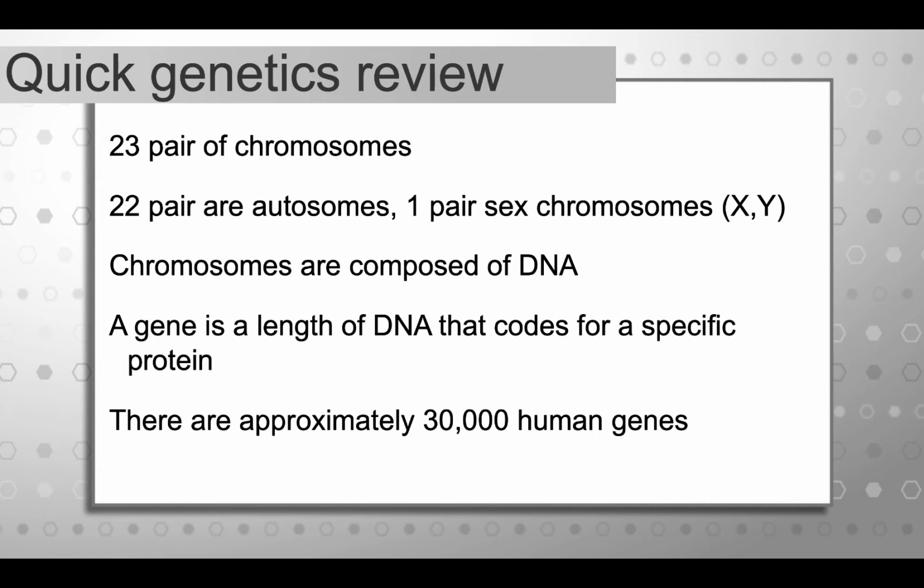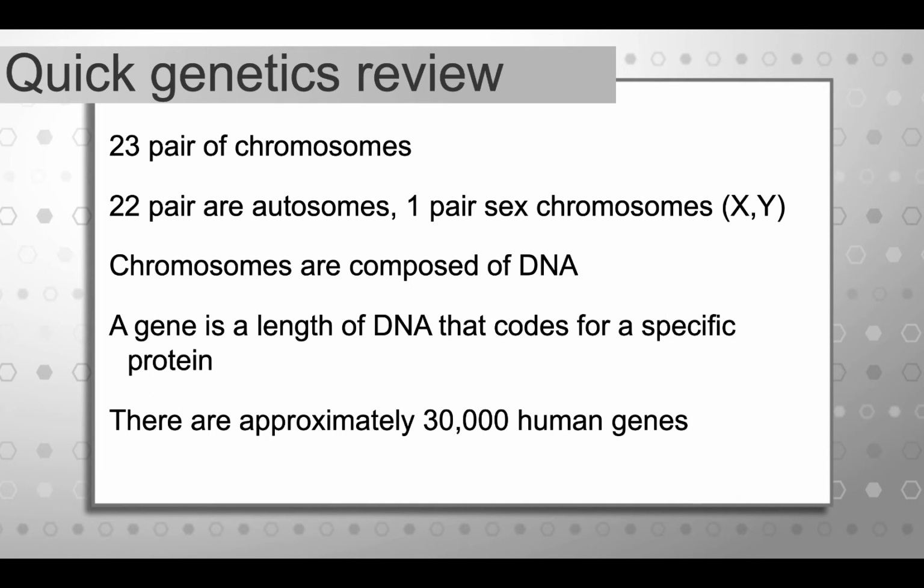Before we dive into discussion of genetic differences, just a really quick genetic review. Remember, we all have 23 pairs of chromosomes. 22 pairs are autosomes, and one pair are your sex chromosomes, your XY. If you are XY, you're male. If you're XX, you're female.